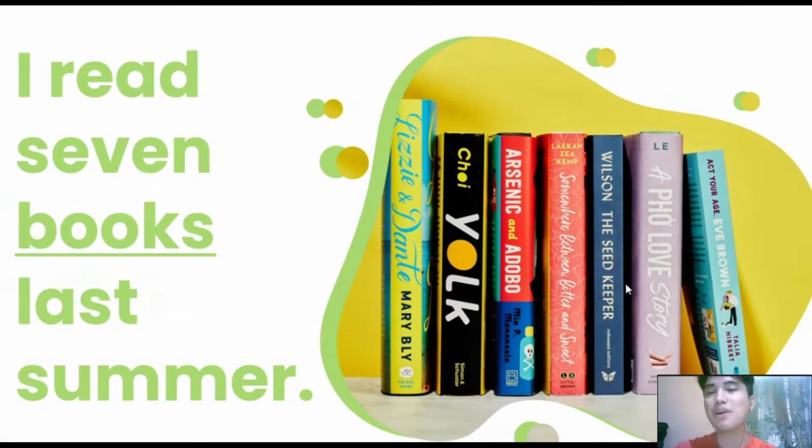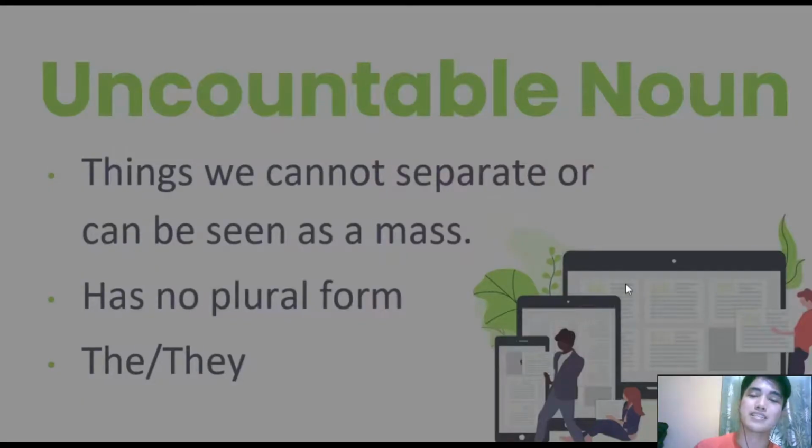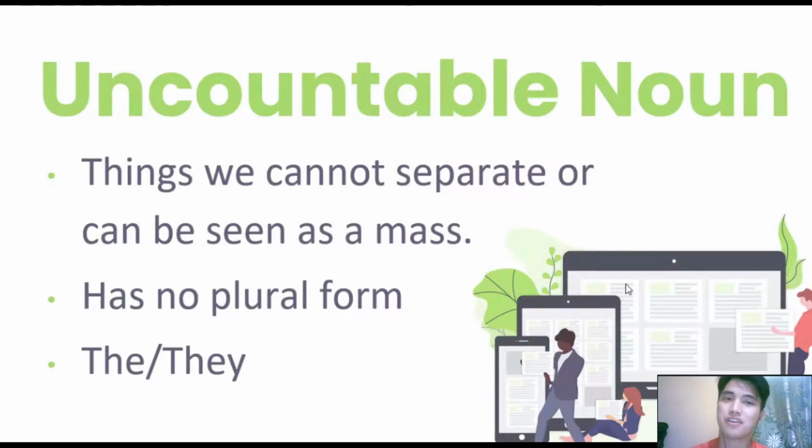Now that we are familiar with the conditions of countable nouns, let us proceed with the second one, which is the uncountable nouns. Can someone read the conditions of uncountable noun? Uncountable noun: things we cannot separate or can be seen as a mass, has no plural form, and uses the or they. Okay. Things that we cannot separate and can be seen as a mass.